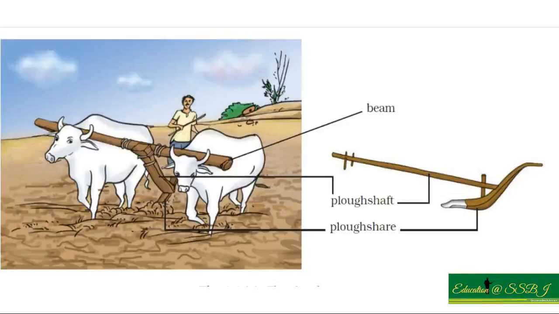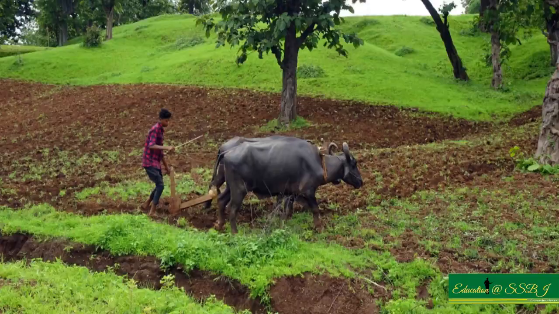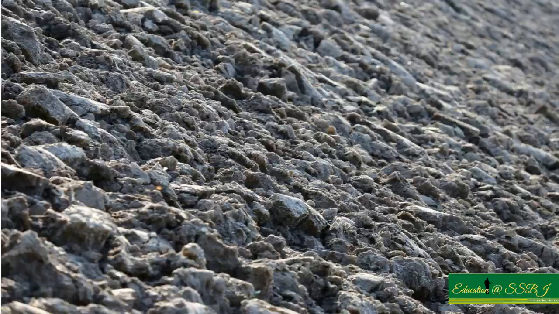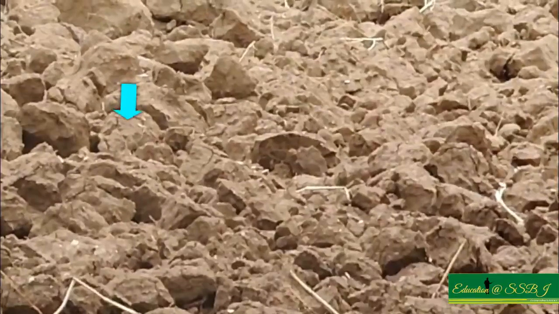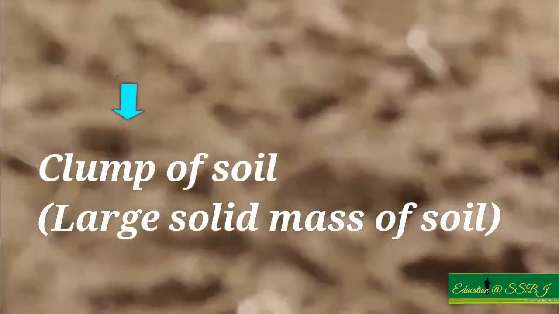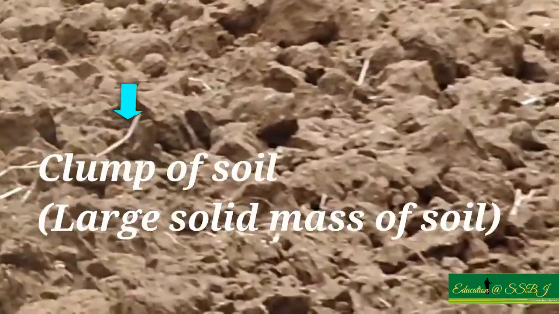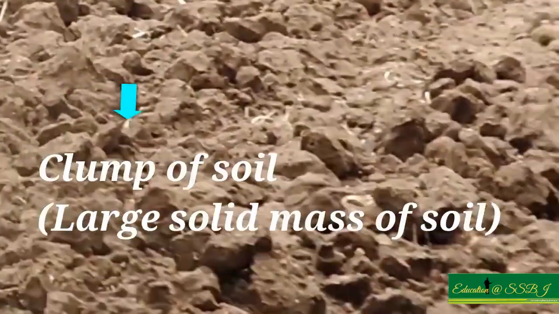The first one is using plow, and the process is plowing. By plowing, we loosen the soil. And what is plow? Plows are made of wood or iron. If the soil is very dry, it may need watering before plowing. The plowed field may have big clumps of soil called crumbs. Now these clumps are not good for sowing seeds. You should break them completely.